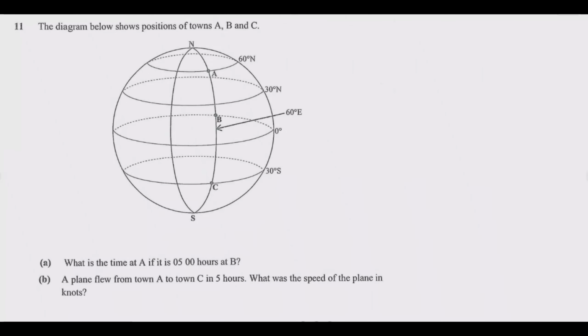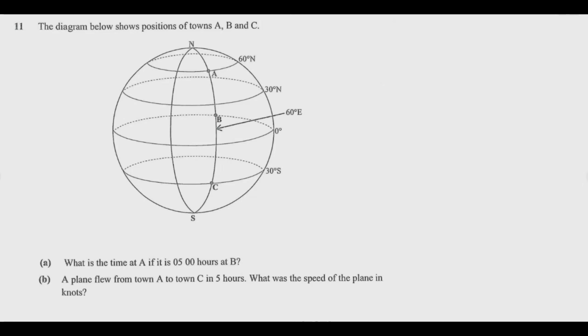Let us look at question 11. The diagram below shows positions of towns A, B, and C. We've been given the positions as shown in the diagram. Question A: what is the time at A if it is 05 hours at B? Question B: a plane flew from town A to town C in 5 hours. What was the speed of the plane in knots?